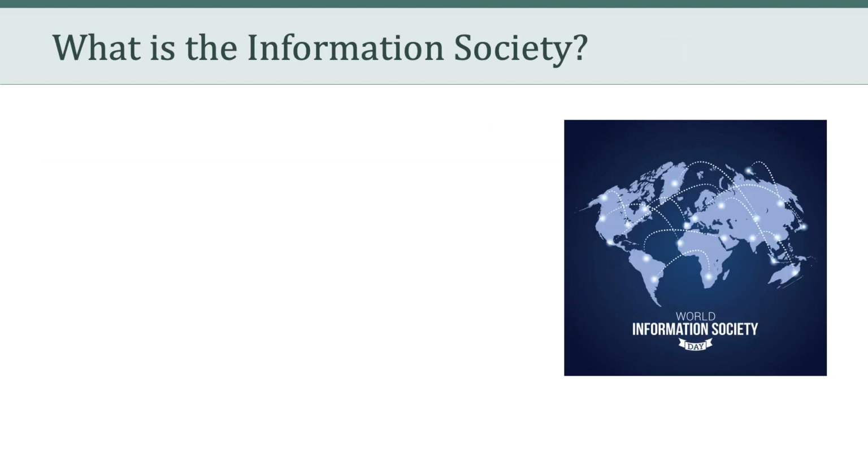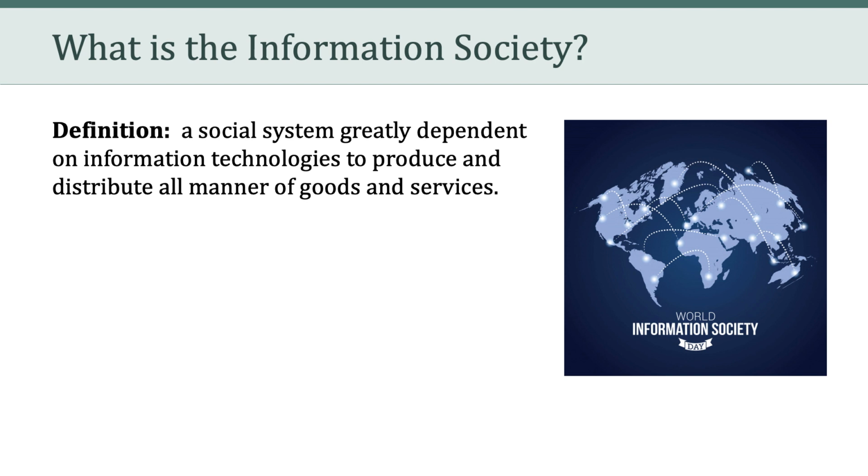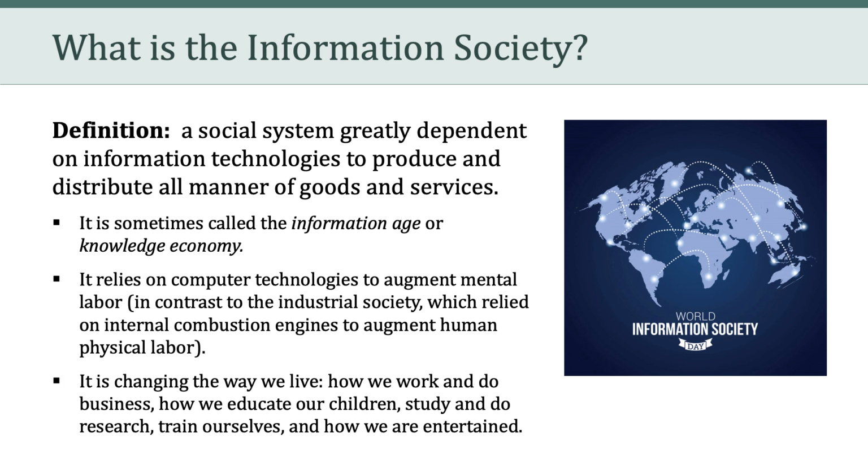So what is the information society? Well, it's been defined as a social system greatly dependent on information technologies to produce and distribute all manner of goods and services. It is sometimes called the information age or the knowledge economy, and the information society relies on computer technologies to augment mental labor. And this is in contrast to the industrial society, which relied on the internal combustion engine to augment human physical labor.